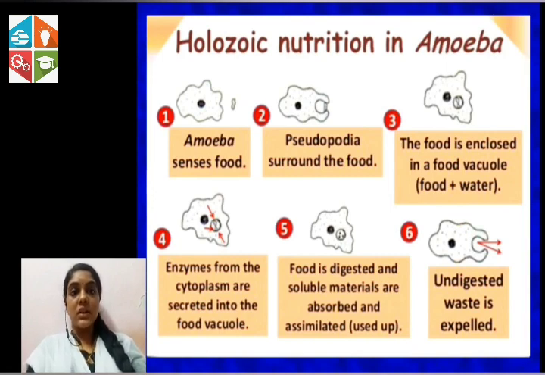The finger-like projection, pseudopodia, will surround the food particle. As it gets surrounded, it gets inside the amoeba and is enclosed in a vacuole. Vacuole means a round structure. This vacuole is called the food vacuole. So the food is enclosed in a food vacuole, which consists of both food as well as water.